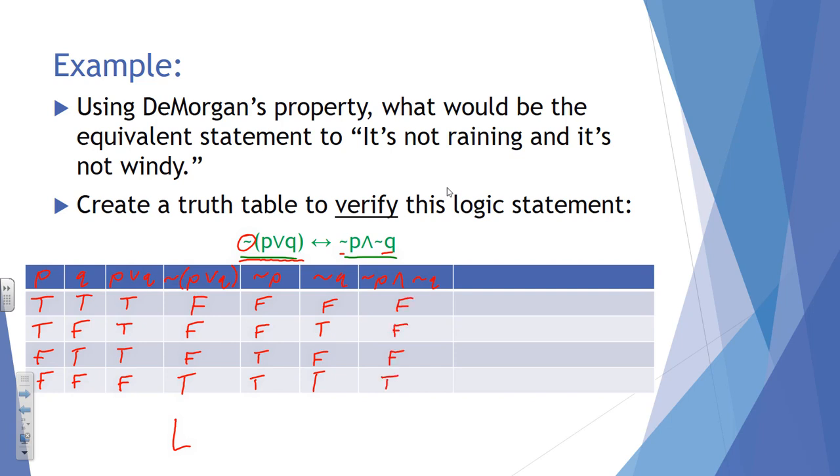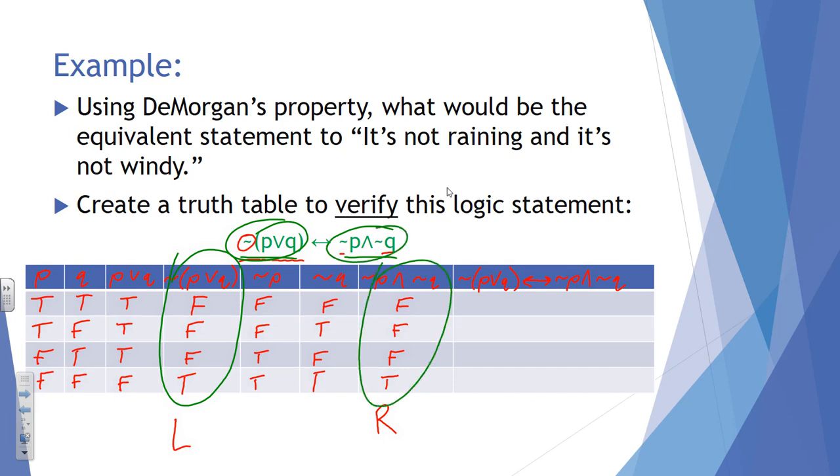And now we can see if our actual biconditional is a tautology. So to check for a tautology, we're just going to compare our left side biconditional column against the right side biconditional column. Since it's a biconditional, we need those entries to match in every row, and they do. The fact that this biconditional is a tautology proves that they are equivalent. And that proves De Morgan's property for this case.